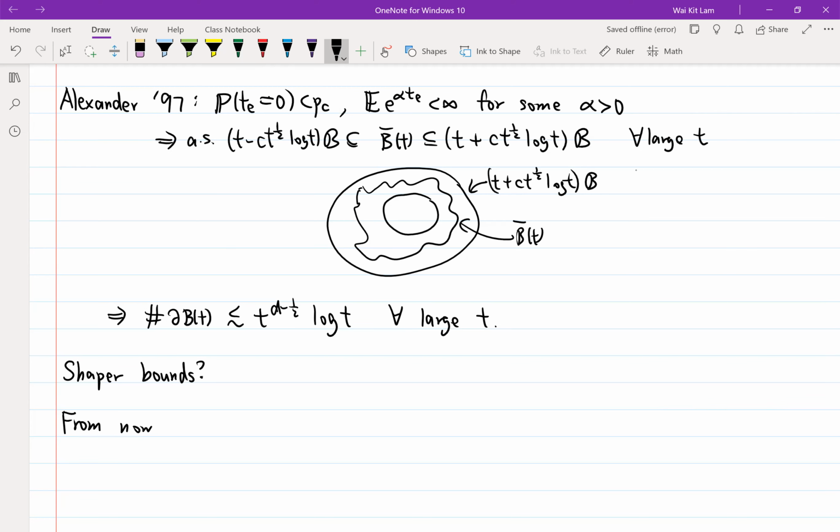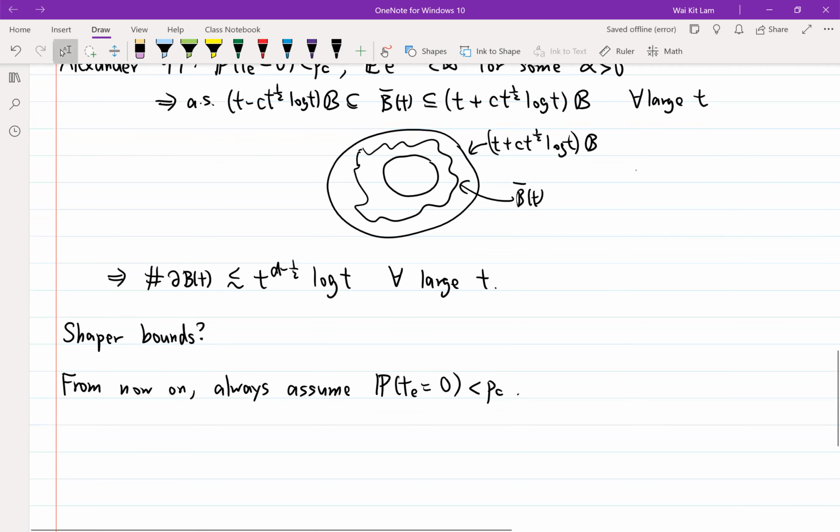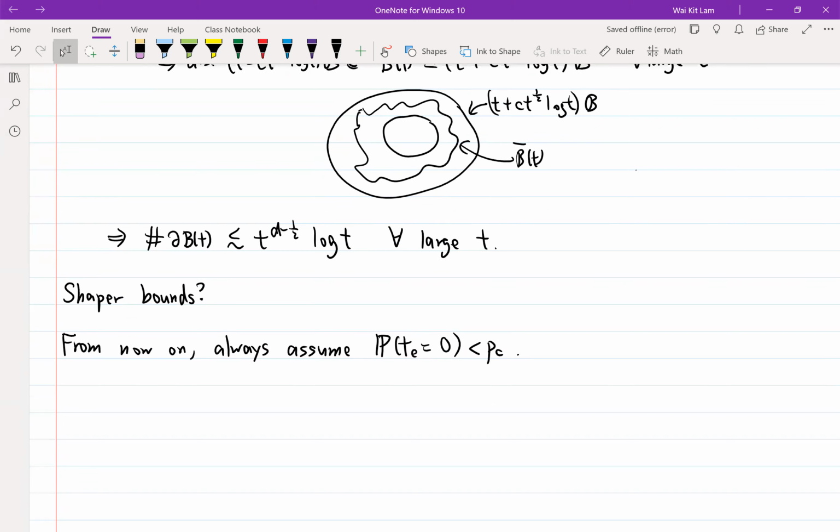So from now on, we will always assume that the probability that T_e being 0 is less than p_c. Okay. So always assume that there are not too many zero edges. Okay. So it turns out that we are able to give some bounds depending on another random variable.